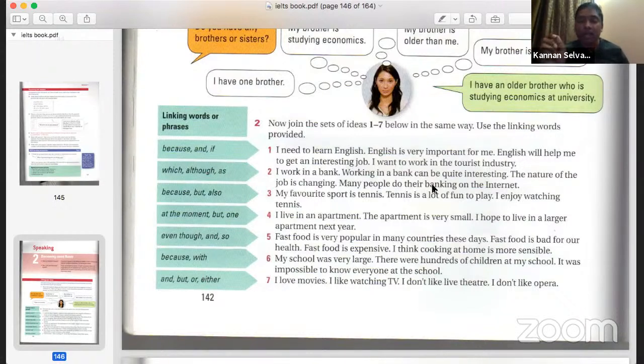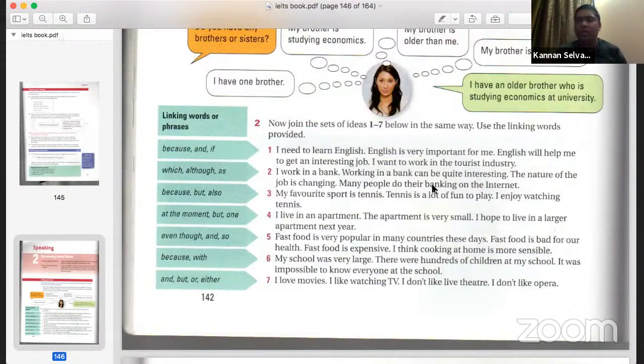And it will help me to get an interesting job. I'm making use of and over there. Why am I making use of and over there? I have one idea, important. I have one more idea, interesting job. So I'm connecting two ideas together with a connector called and. If I have to connect two ideas together with a connector, I'm supposed to make use of and. One idea and one more idea. By default, I have to make use of the connector called and.